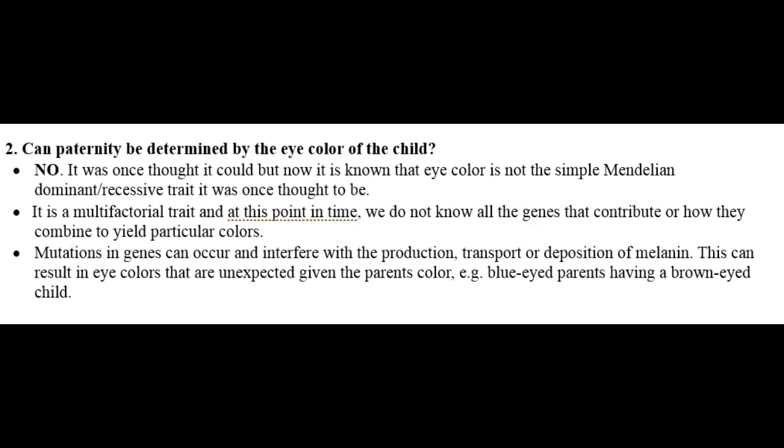Could you have mutations in genes? Maybe things are turned on, turned off. These kinds of changes interfere with production, transport, and deposition of melanin, produce more melanin, or reduce the amount of melanin, and you can have all different kinds of eye color. So this can result in eye colors that are unexpected given the parents' color, as far as we know at this time. Blue-eyed parents can have a brown-eyed child. It doesn't usually happen, but it is possible.